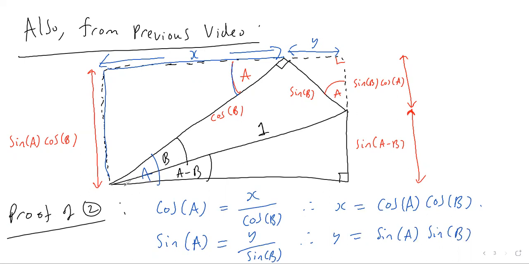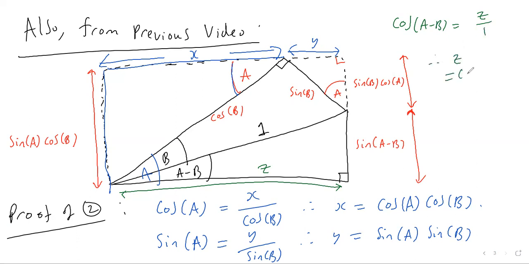So we've got x and y. How about the base down here? We've got a right-angled triangle with a hypotenuse of 1, an angle of A−B, and the adjacent side is our base. Adjacent over hypotenuse means cos. If we call this length z, then cos(A−B) is adjacent z divided by hypotenuse 1. So z is cos(A−B).